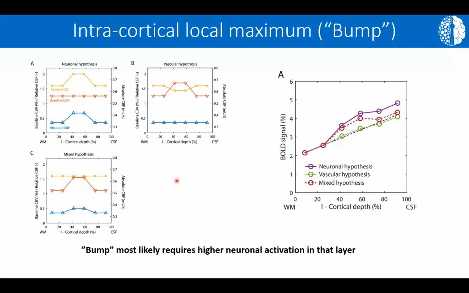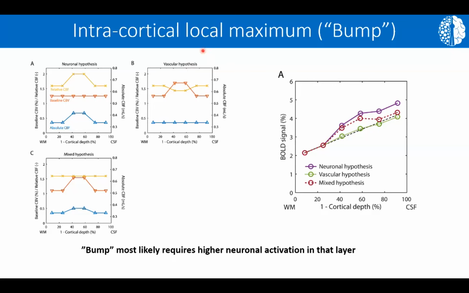So in the paper, what we have done is we have described 3 different hypotheses. It's a little bit small. This one is the neural hypothesis, which means the cause of this bump is that there's a bump in the neural activity, which means layer 4, or middle layers, are highly activated on the neural level, but the vasculature is flat, which means baseline blood volume in red is flat across all layers, to isolate whether the neural activity is causing the bump.